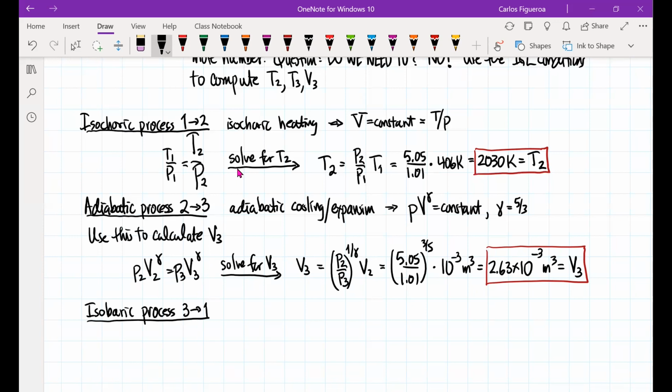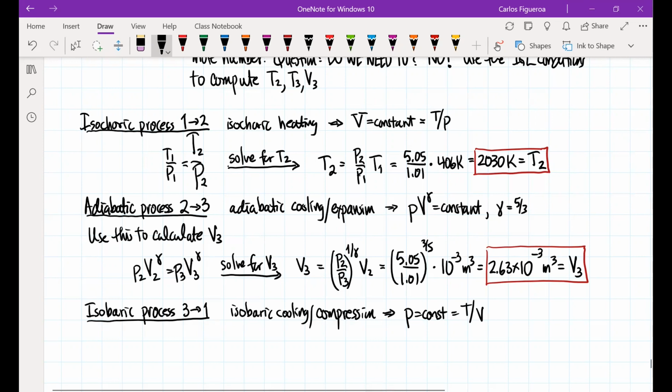So in this case, this is isobaric cooling / compression. And this tells us that the pressure has to be constant. And so then the ratio of temperature to volume should also be a constant. Note they're not equal to the same constant. But the fact is that I could now look at this thing here.